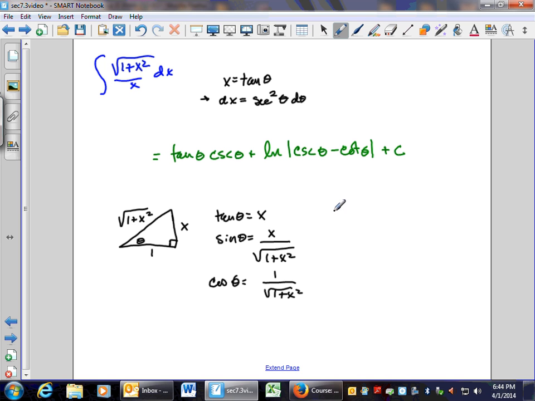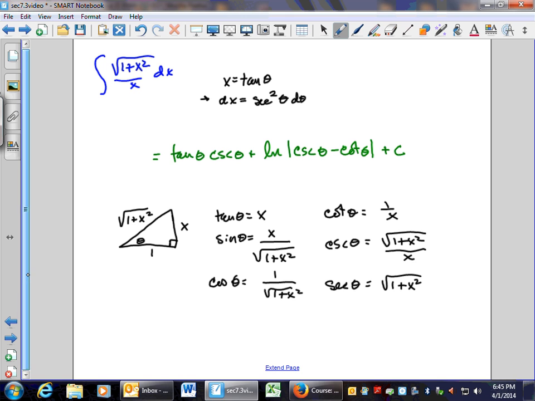Okay, now the reciprocals of those. The cotan of theta is 1 over x. The reciprocal of the sine is the cosecant, so that's going to be the square root of 1 plus x squared over x. And the reciprocal of the cosine is the secant of theta, so that's going to simply be the square root of 1 plus x squared. Now all we have to do is substitute the necessary trig functions back in, and we'll have our answer to this integral in terms of x.